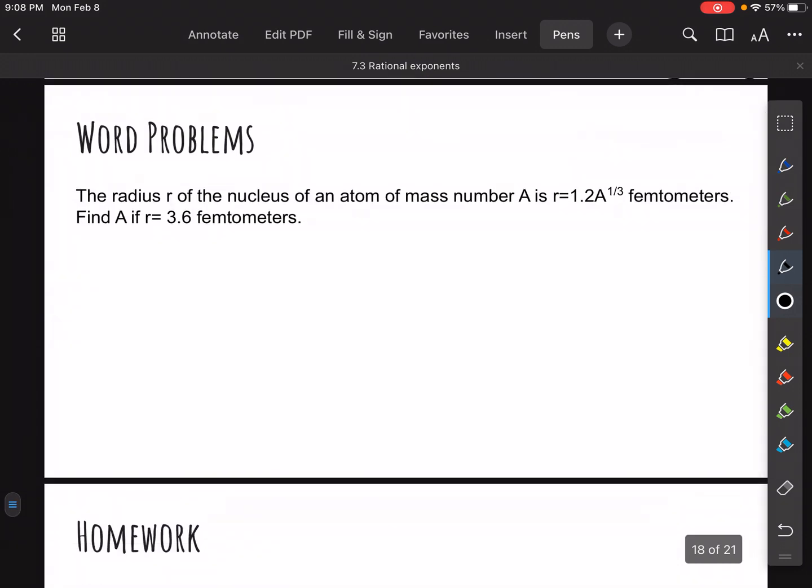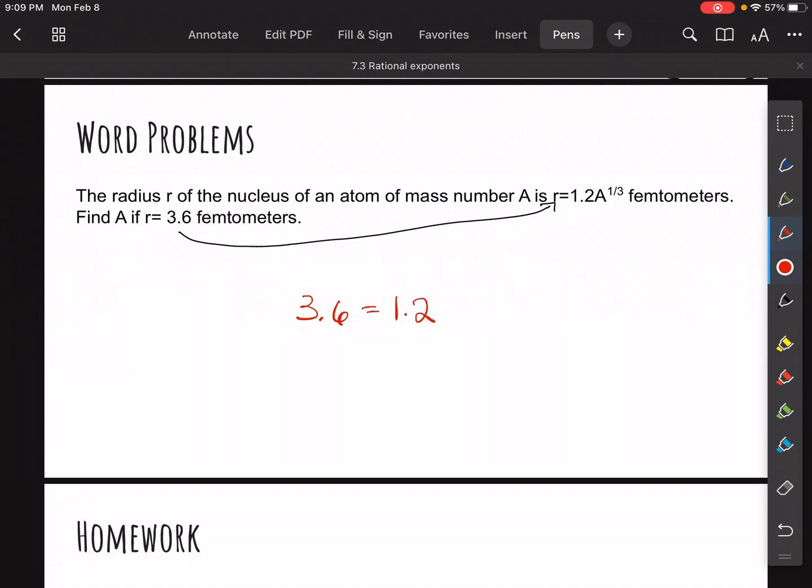Final thing for today is the word problems here. Just taking these exponentials and putting them into practice. It says the radius r of the nucleus of an atom of mass number A is r equals 1.2 times A to the 1/3 femtometers. So find A if r is equal to 3.6. Okay, so what I'm going to do is I'm just going to plug that 3.6 in for r. So I get 3.6 is equal to 1.2 A to the 1/3, and we're trying to find this A.